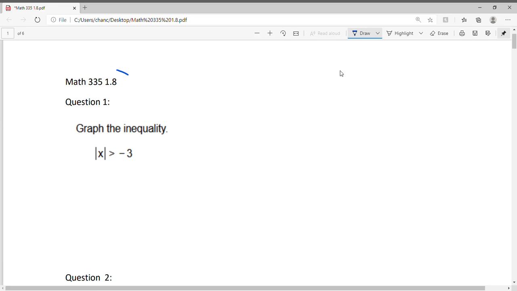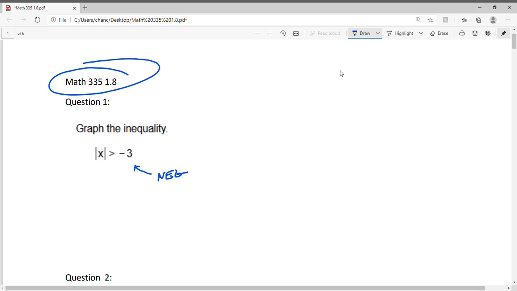Let's go over section 1.8 together. Question 1. I want to graph the inequality the absolute value of x is greater than negative 3. Now when this is a negative, you want to be extra careful. Think about it for the moment.